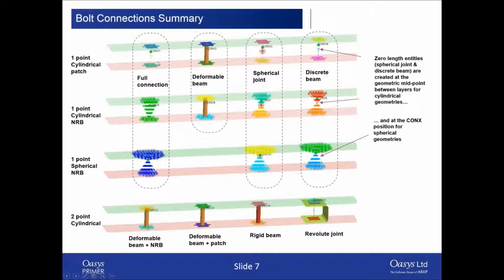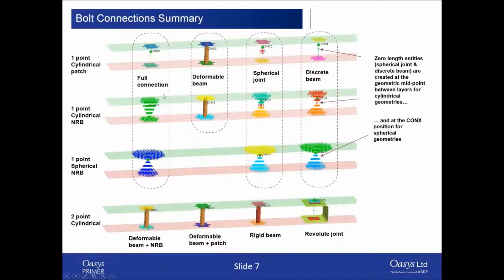And the connection will be complete. Going along the top line here, you can see some variations on the cylindrical patch. Instead of a constrained rigid body between the two patches, you can add a deformable beam. This is an example where you can add a spherical joint, or you can add a zero length discrete beam as well. All these entities will be automatically created by PRIMER when you create the connection entity.